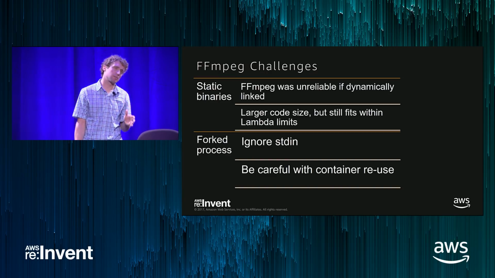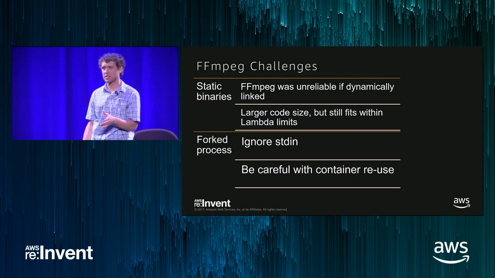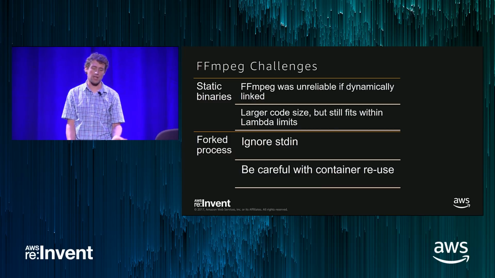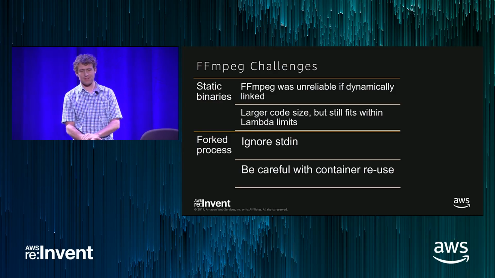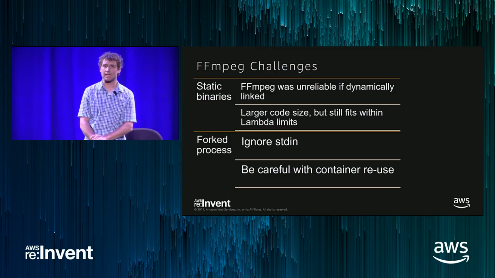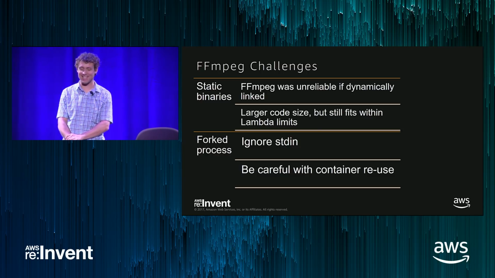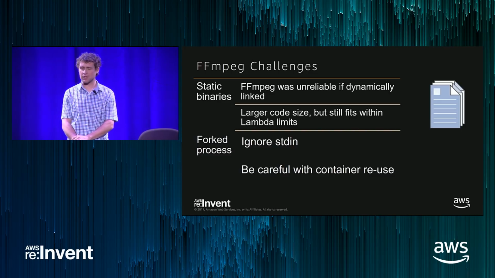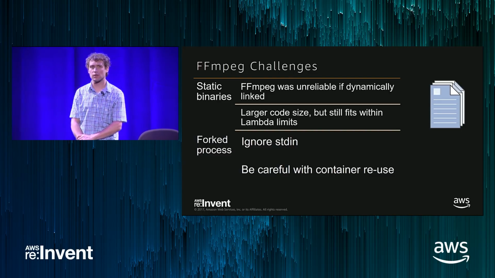So I'll talk a little bit about some of the problems we ran into running ffmpeg inside a Lambda environment. This hopefully won't just be specific to ffmpeg, and you could apply this for any other binary that you might want to run. We found that it was unreliable if dynamically linked, so we ended up statically linking everything. Obviously, much larger binaries, but it still fit well within the Lambda limits. There's actually a lot of space there, particularly if you use the S3 upload as opposed to trying to do it from the browser.